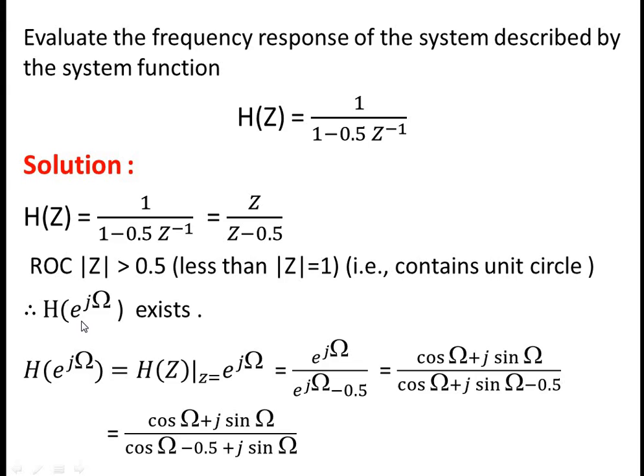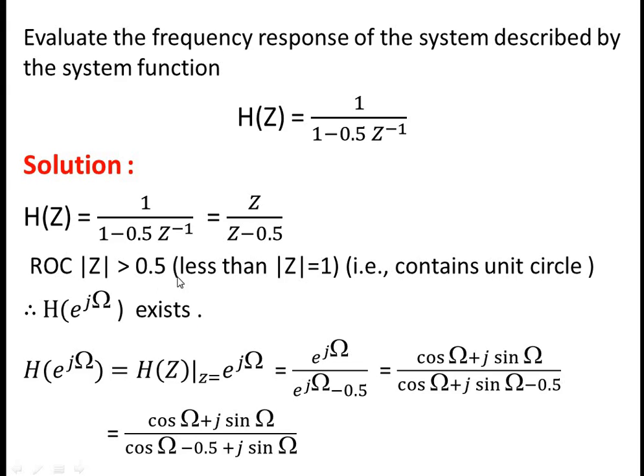So the very first condition that we have to check for finding the frequency response is the existence of H of e power j omega. If we do not have a stable system, then we cannot obtain a frequency response. So the very first thing that we have to do in this discrete time Fourier transform is to check for the existence of H of e power j omega.